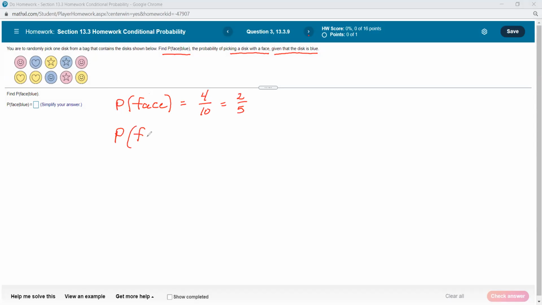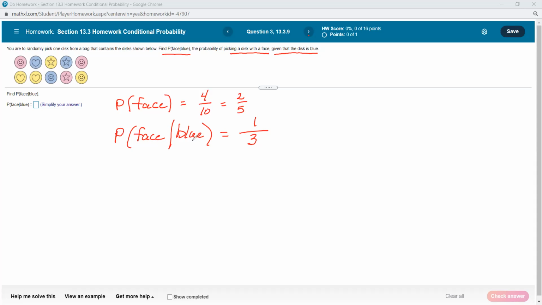The probability of getting a face given that it's blue, now we're only looking at the blue discs. How many blue discs have we got to look at? 1, 2, 3. How many faces are there? 1. So the probability of getting a face, given that it is a blue disc, is going to be 1/3.